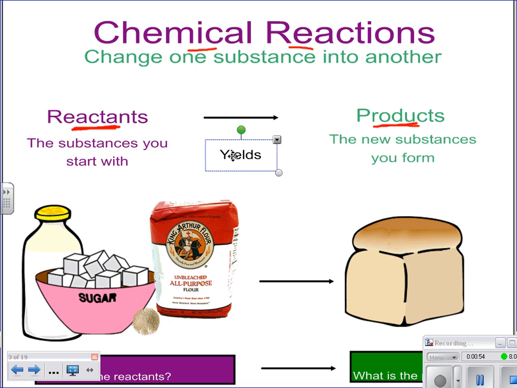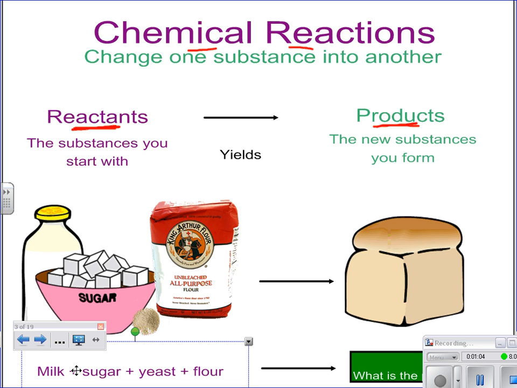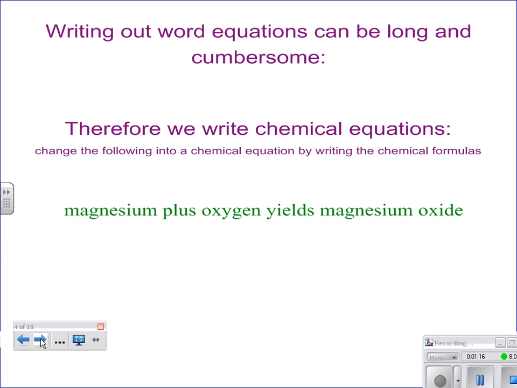So reactants yield products. In this little simplified recipe that we have here, we see all these food groups. What are the reactants? Well, it's the stuff you start with, such as milk, sugar, yeast, and flour, and then we end with the bread. So that's going to be the chemical reaction, and you're looking at the reactants and the products there.